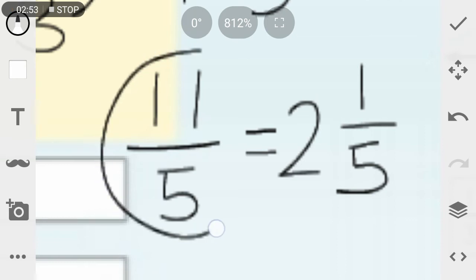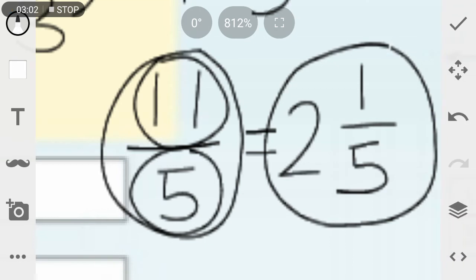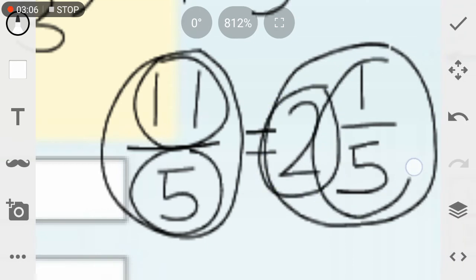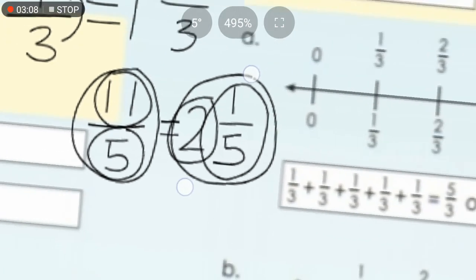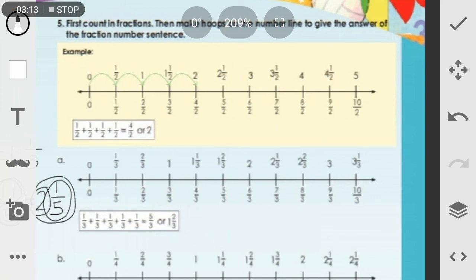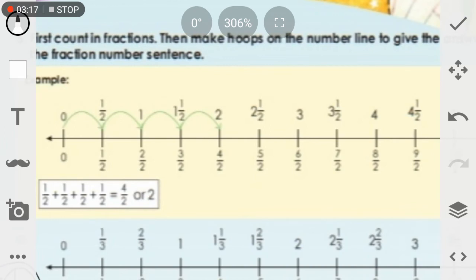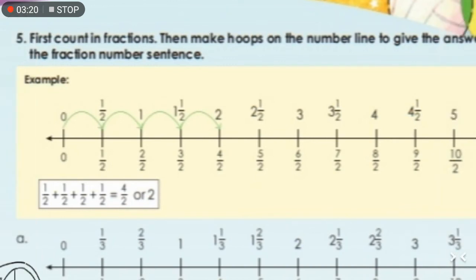So this is an improper fraction where the numerator is bigger than the denominator, and this here is a mixed fraction where we have a whole number and we have a fraction as well. Okay? So you are going to complete this activity here for me. What they've done is actually make it very simple for you. They put it on a timeline already. So all you have to do is locate the number.